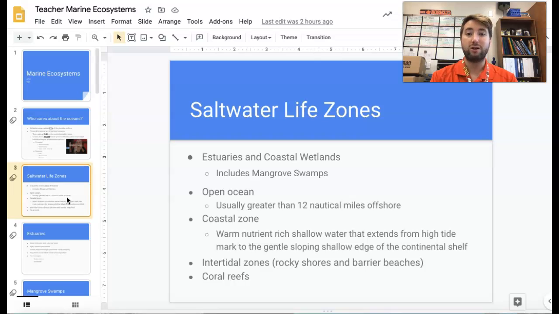So let's talk about some saltwater life zones. We've got estuaries and coastal wetlands. I've got a slide for each one of these. There's the open ocean, the coastal zone, the intertidal zone, and then coral reefs. The open ocean is going to be the largest portion of all these saltwater life zones. So let's talk about estuaries first.